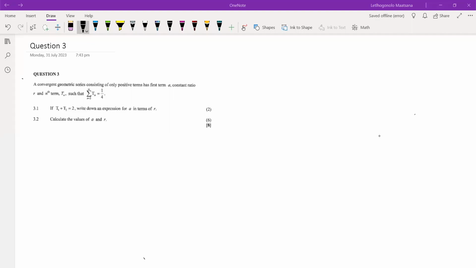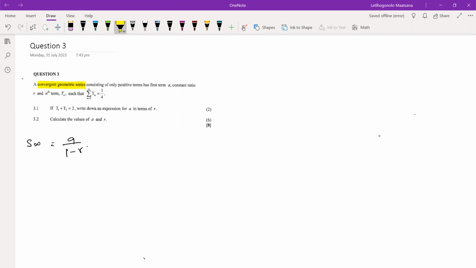Question 3.2 wants us to calculate the value of A and R. If you look at your answer sheet, you will see there are several ways they do this, but we're going to go through method 1 and method 2. Now, if you look over here, we'll see that this is a convergent series, which tells us that the sum of all the series up until infinity is given by this equation.